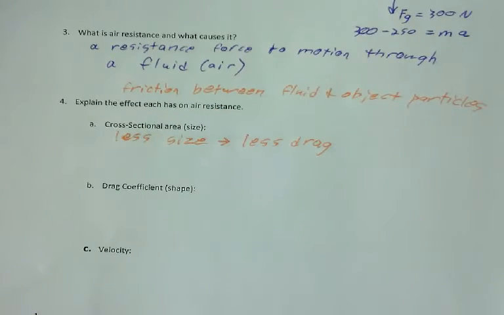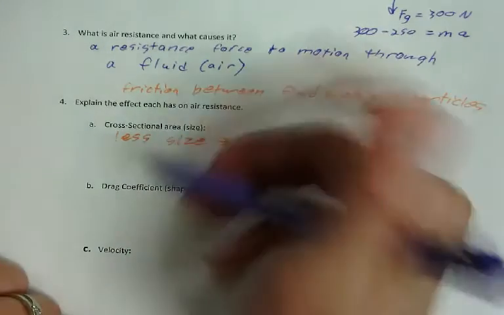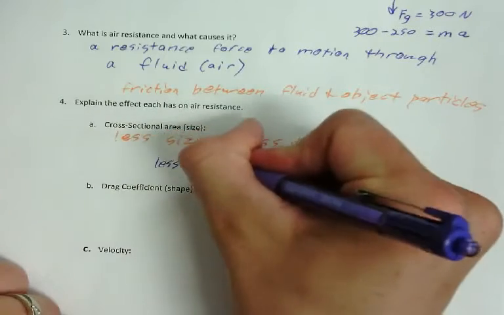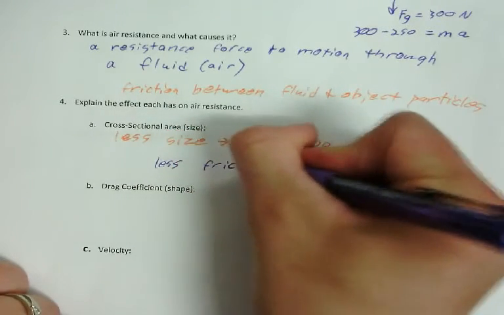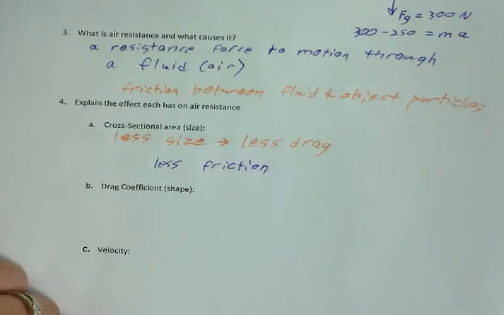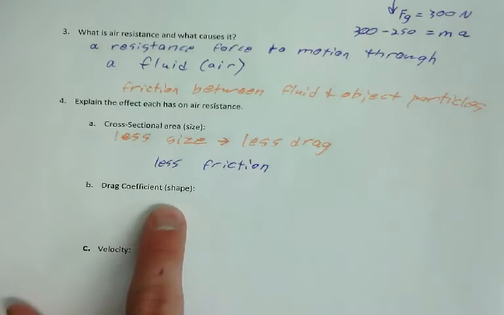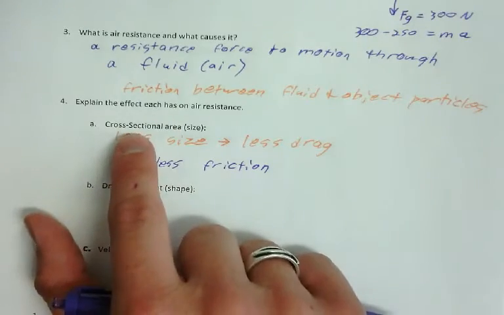Okay, and this one's kind of obvious, right? If there's less area, there's less particles rubbing on it. Right? There's less friction. And therefore, the larger the area, the more friction, the more air resistance there would be. The next one is drag coefficient.